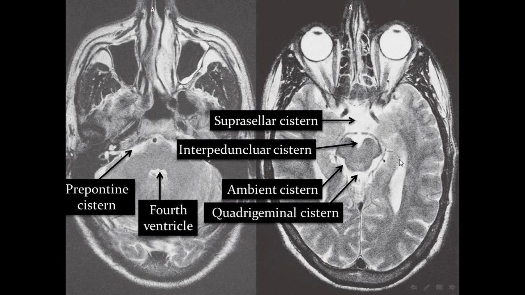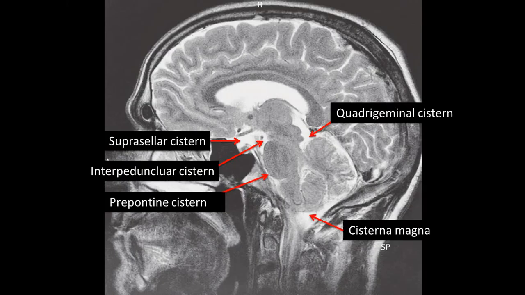We saw these images before, so we review here the CSF cisterns at the base of the skull. Here we have the suprasellar cistern above the sella turcica. This is the interpeduncular cistern between the 2 cerebral peduncles. This is the ambient cistern and the quadrigeminal cistern. This is the 4th ventricle anterior to the cerebellum and the prepontine cistern here. And more superiorly is the cerebellopontine angle cistern at the CPA.